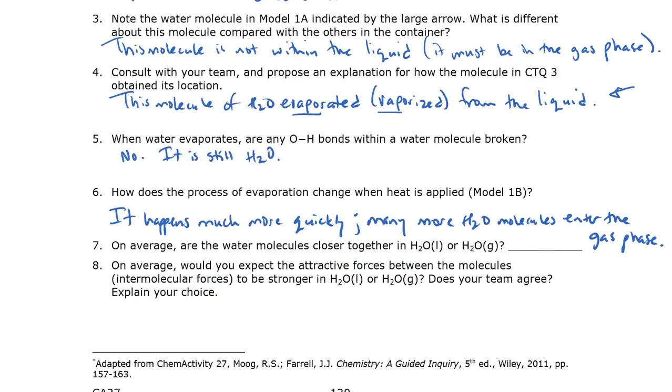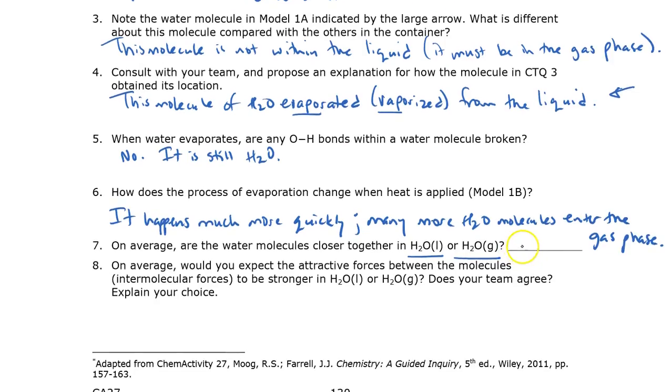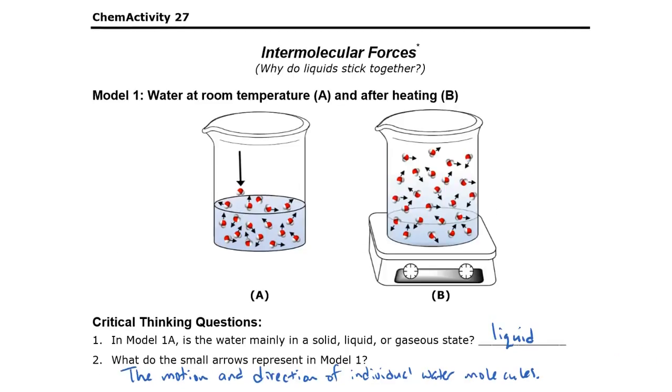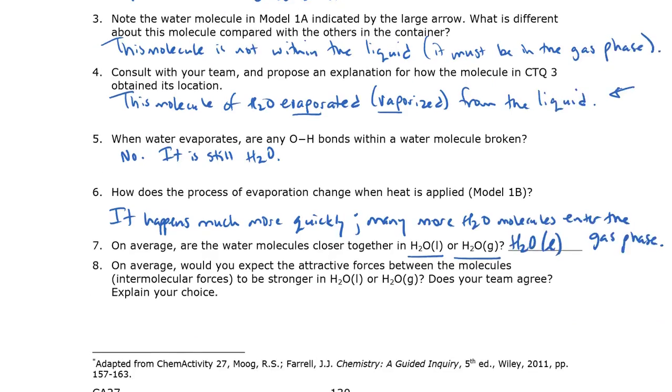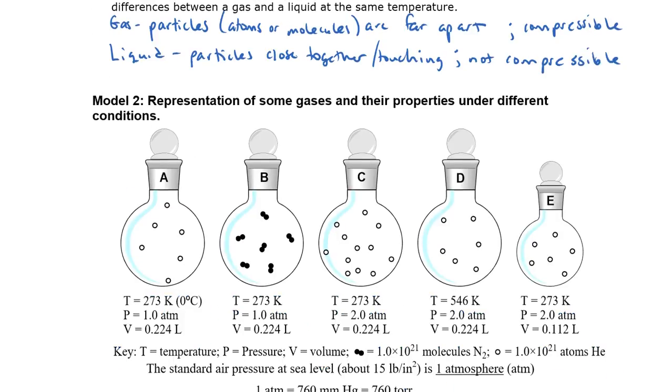Number 7. On average, are the water molecules closer together in H2O(l) or H2O(g)? Recall what those letters mean. Okay, I won't even pause here. I think you got the idea. They're closer together in the liquid, right? In the gas, they're further apart. We saw that also in the previous activity, right? The gases were in the vapor phase, the molecules are far apart, and in the liquid phase, they're close together, right?